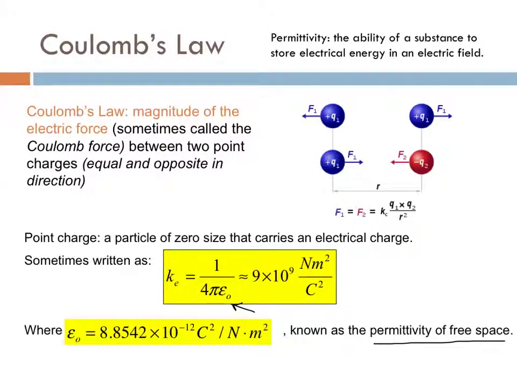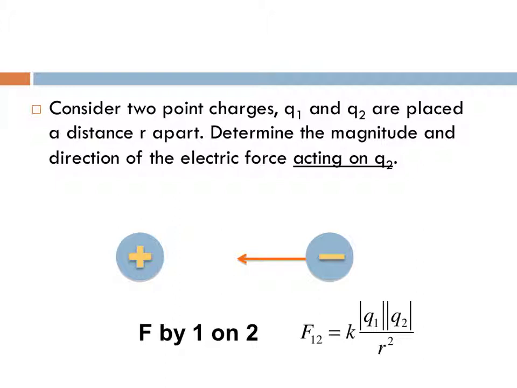Now, consider two point charges, Q1 and Q2, that are placed a distance r apart. Problems are usually going to ask you to determine the magnitude and direction of the electric force acting on only one of these charges, in this case, acting on Q2. So because we have a positive charge and a negative charge, we know that the force in between them is going to be an attracting force, meaning the force is going towards each other. This notation is going to be represented by F sub 1 on 2. So it's not F12, it's F, 1 on 2.